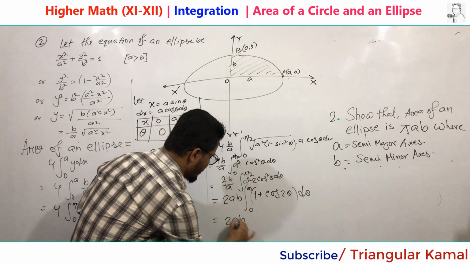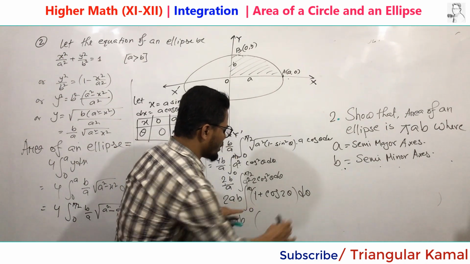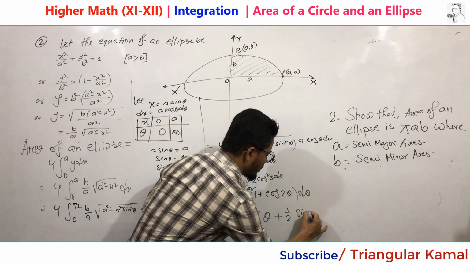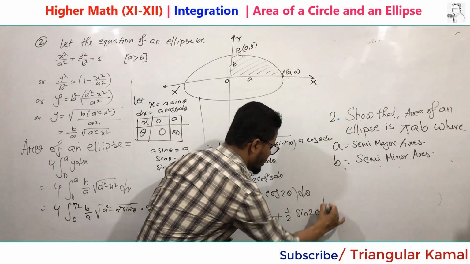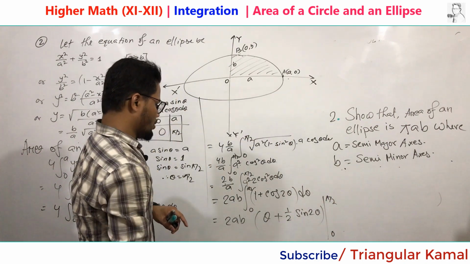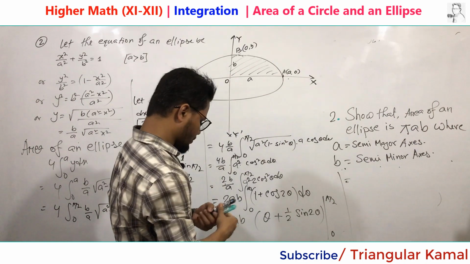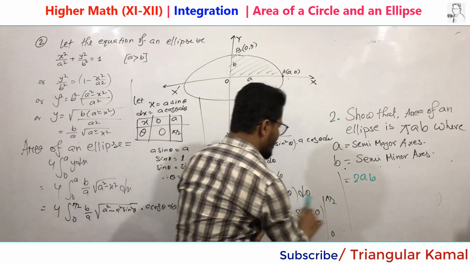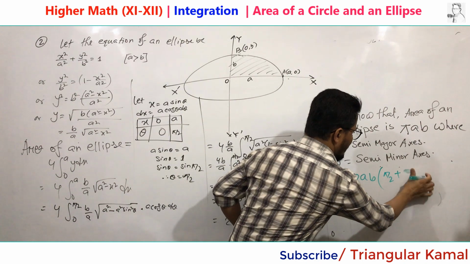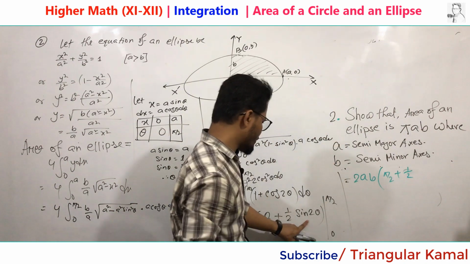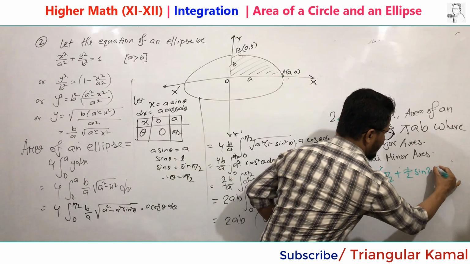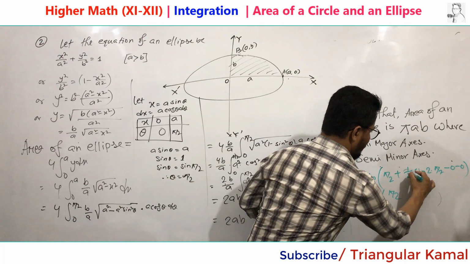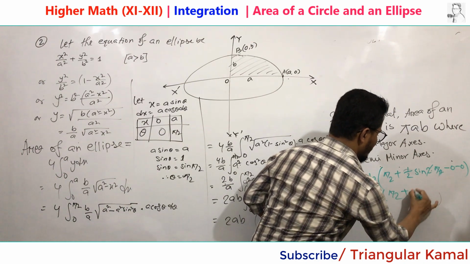Now apply here twice ab. After integration, you will get theta plus 1 by 2 sine twice theta. Now apply the upper limit pi by 2 and lower limit 0. Doing the calculation, you will get twice ab times pi by 2 plus half of sine twice pi by 2, that is sine pi, minus 0 minus 0. Since sine pi equals 0, the answer will be 0 here.